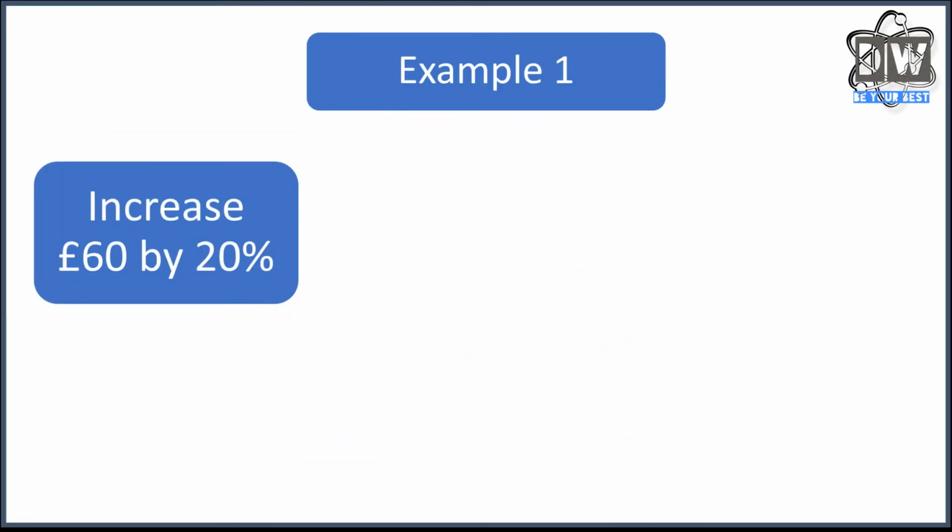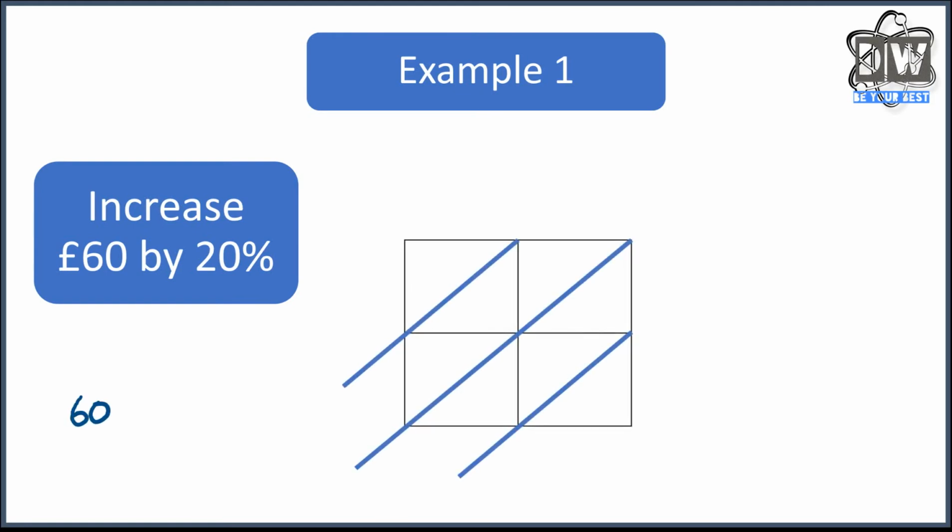So here's an example. Increase £60 by 20%. The very basis of this, and I'm going to use things like the lattice method today, but even if you don't know what the lattice method is, even if you don't want to use the lattice method, you've got a better way of multiplying. The basis of this is to do this: 60 times 0.2, because what we're doing is we're times £60 by 20%. 20% as a decimal is 0.2. And that is it. We're going to find 20% and then we're going to add it to because we're increasing.